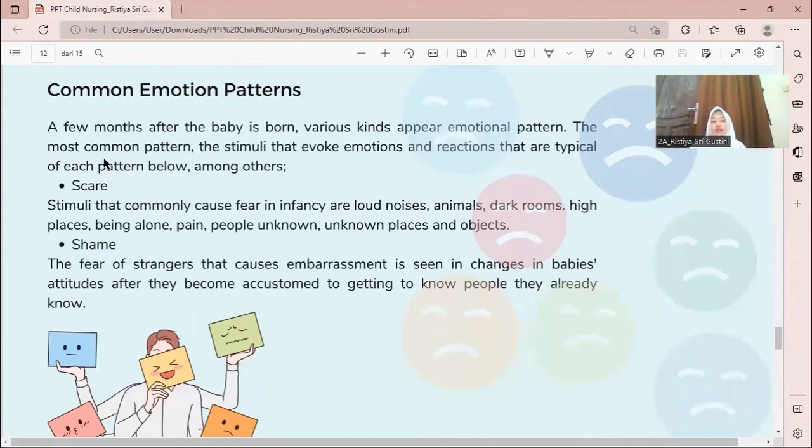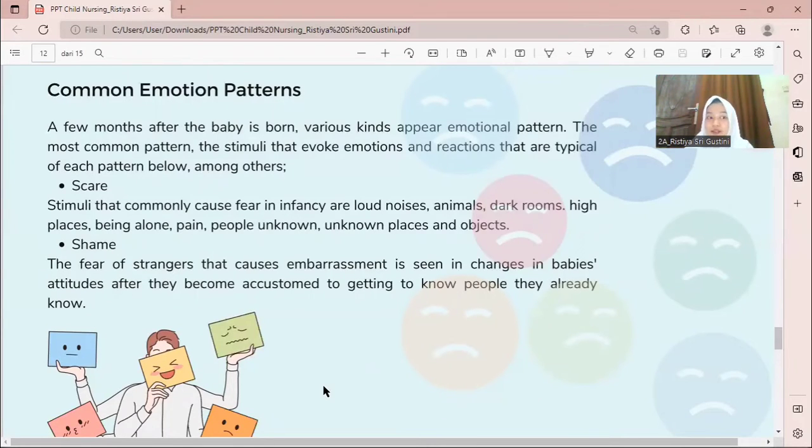Okay, common emotional patterns. A few months after the baby is born, emotional patterns appear. The most common patterns, the stimuli that evoke emotion and reactions that are typical of each pattern, are as follows. First, fear. Stimuli that commonly cause fear in infancy are loud noises, animals, dark rooms, hiding places, being alone, pain, unknown people, and unfamiliar places and objects.